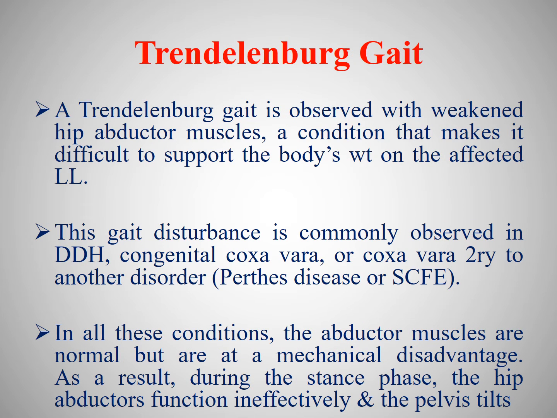Another type of gait is Trendelenburg gait. A Trendelenburg gait is observed with weakened hip abductor muscles, a condition that makes it difficult to support the body's weight on the affected lower limb. The gait disturbance is commonly observed in DDH, congenital coxa vara, or coxa vara secondary to other disorders like Perthes disease or slipped capital femoral epiphysis. In all these conditions, the abductor muscles are normal but are at a mechanical disadvantage. As a result, during the stance phase, the hip abductor functions ineffectively and the pelvis tilts.